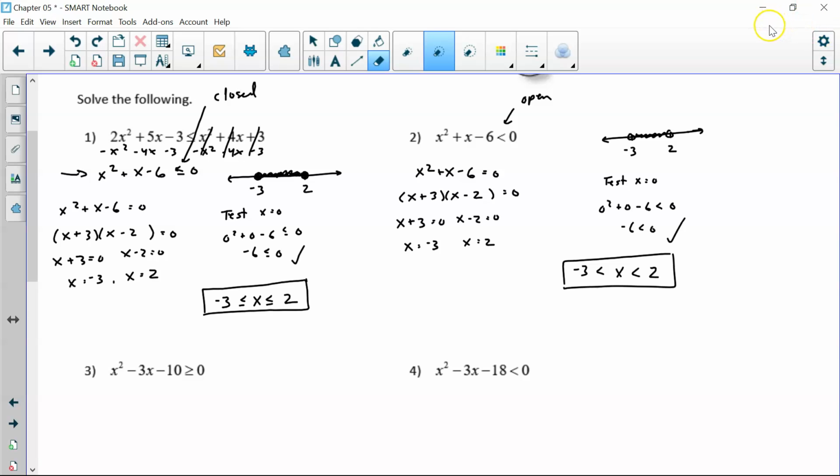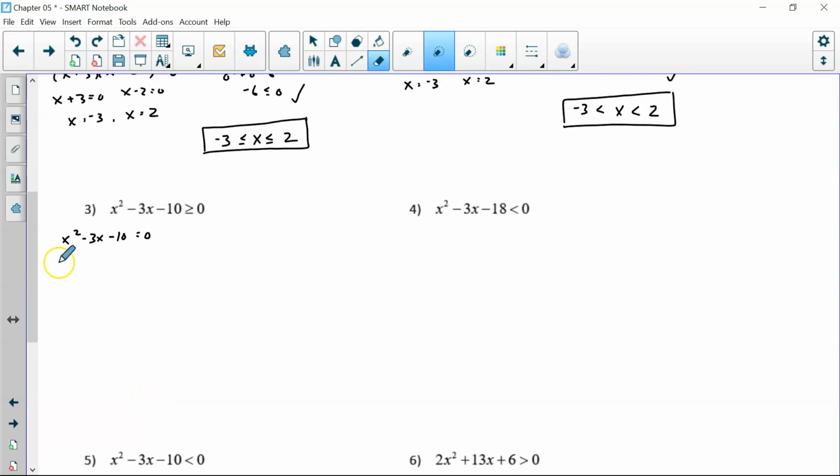For problem number 3, it's already at 0, so now treat it as an equation. Ignore the inequality. X squared minus 3x minus 10 equals 0. We'll come back to the inequality in a little bit. We can factor this. X and x. Now to multiply to negative 10 and add to negative 3, we have a negative 5 and a positive 2. So x minus 5 equals 0. X plus 2 equals 0. So x equals 5 and x equals negative 2.